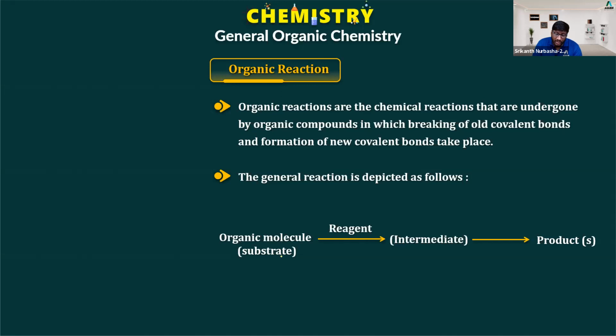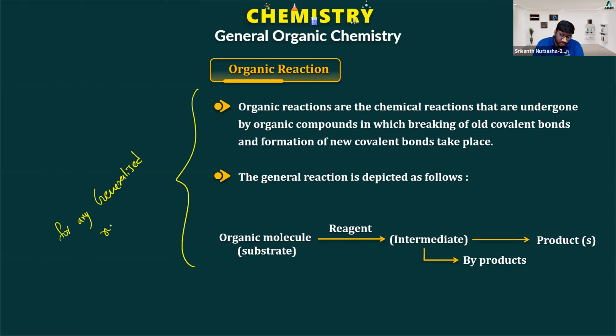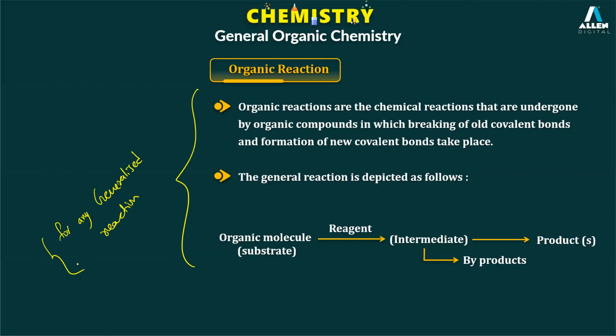The organic molecule, also called the substrate, upon treatment with reagent, gives an intermediate. This intermediate will be converted to the respective products. And you can also have byproducts. One product will be major and all the remaining are side products or byproducts. This is a general organic reaction. Is that clear, students? Yes or no? Simple. For any generalized reaction, an organic molecule is treated with a reagent, we get an intermediate, and that intermediate will convert into products. That's it.